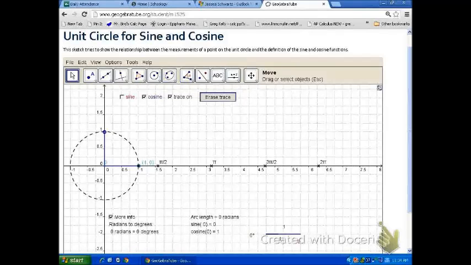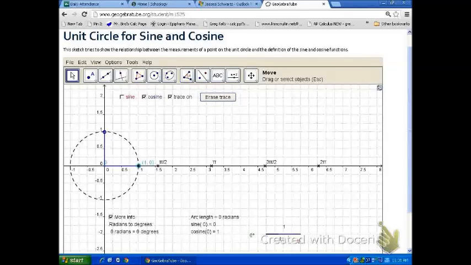Well, let's talk now about the cosine curve. Now we know that on the unit circle, the cosine ratio is the x value of your coordinate. So notice right here that I have a radian measure of 0, and the x value of my point on the unit circle is 1. So you can see I have a point up here at 0, 1.